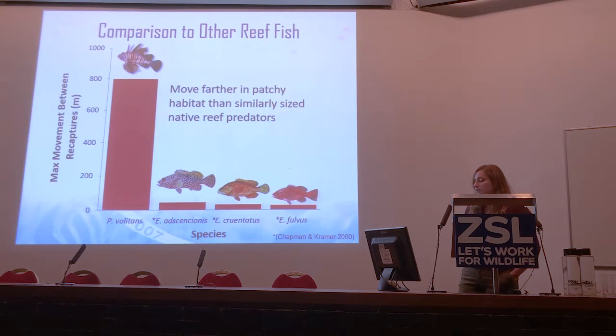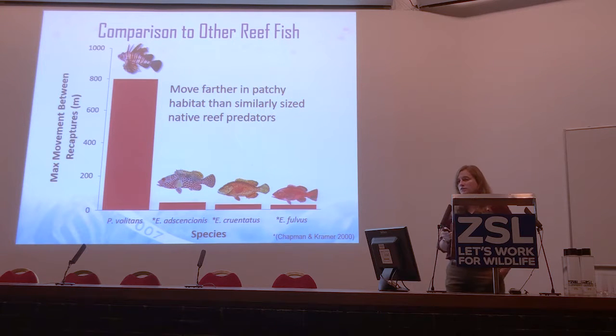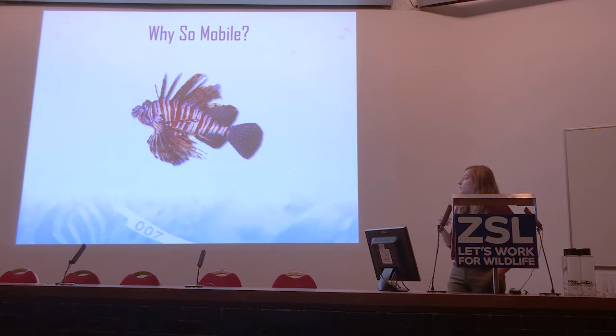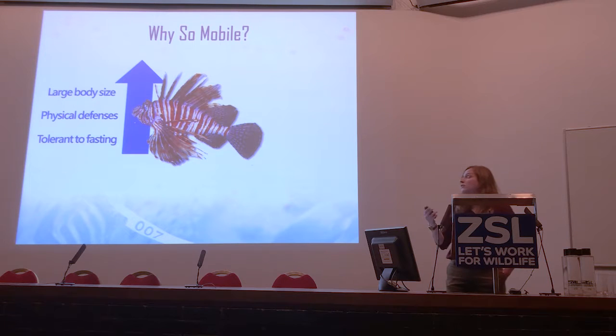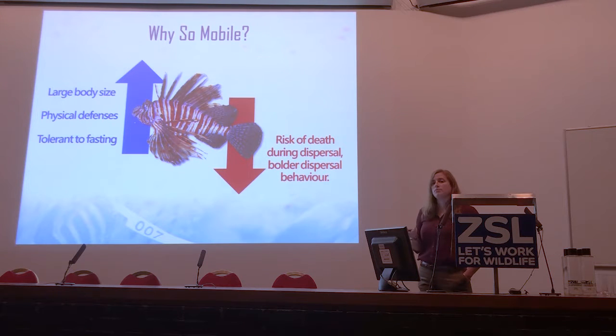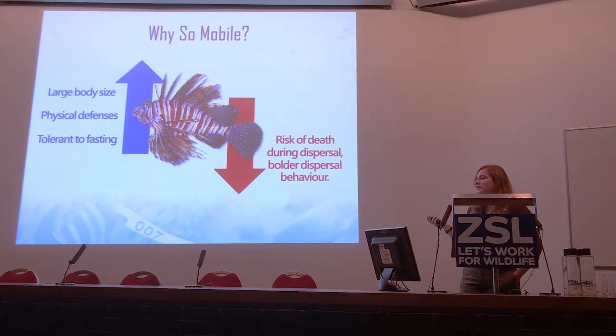And if we compare that to some similarly sized native reef fish predators, we can see that lionfish are quite dramatically more mobile than the native predators of roughly similar size in similar habitats. One reason this might be is that lionfish possess a lot of traits, including large body size, these physical defenses, and they're also extremely tolerant to fasting, that will reduce their probability of mortality during dispersal. And so this makes them quite bold dispersers, and it's likely contributed to their invasion success.